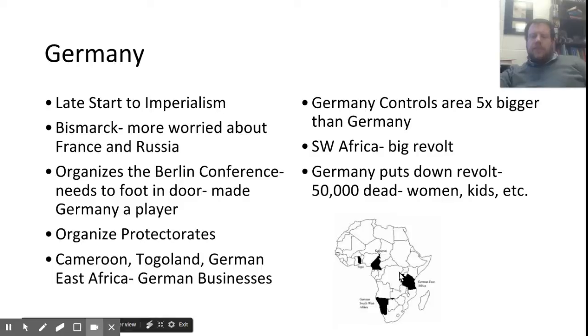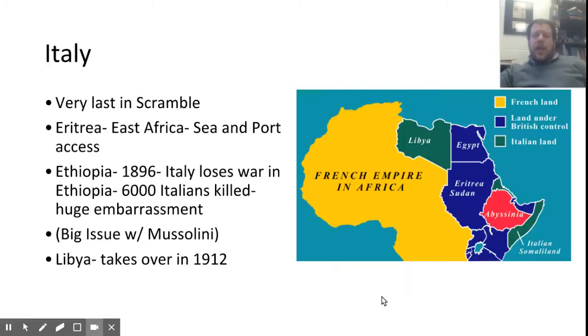This area that you see in Africa, by the way, is 5 times bigger than Germany. There were really big revolts out here in Southwest Africa, which Germany put down with their military force. They got to use their military and try it out, and it resulted in 50,000 dead women and children as they got machine gunned down and hit with artillery.